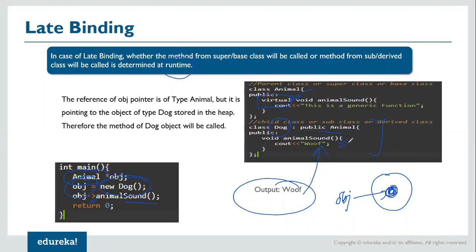And this determination is done at runtime, when the program is executing. That is when it will come to know whether it is calling this method or this method. Whereas in the case of early binding, it was determined at compile time itself. So this is the concept of runtime polymorphism in C++.